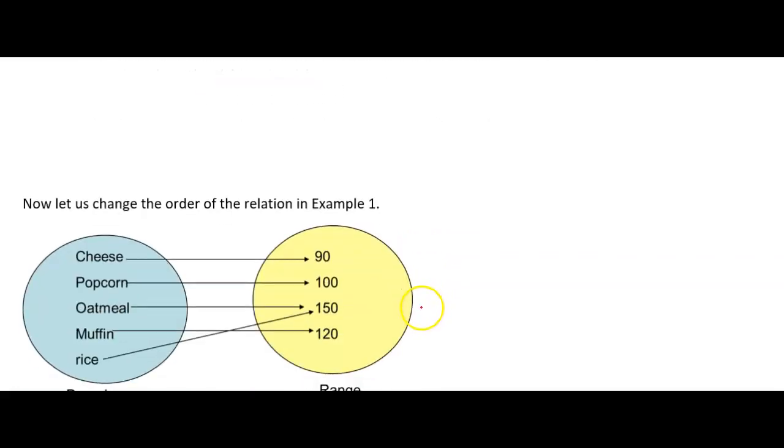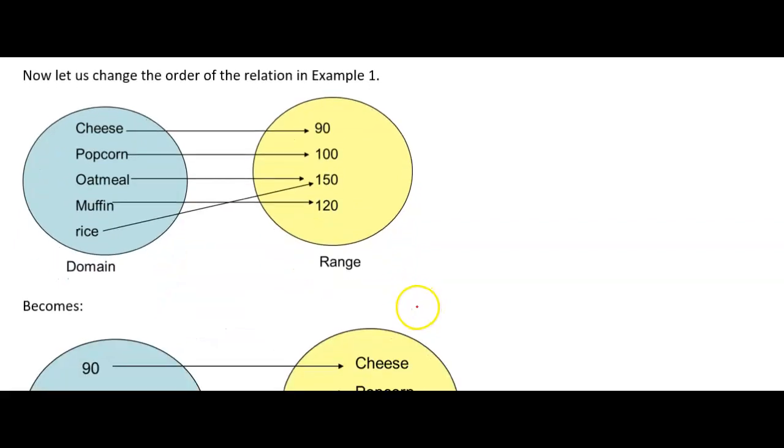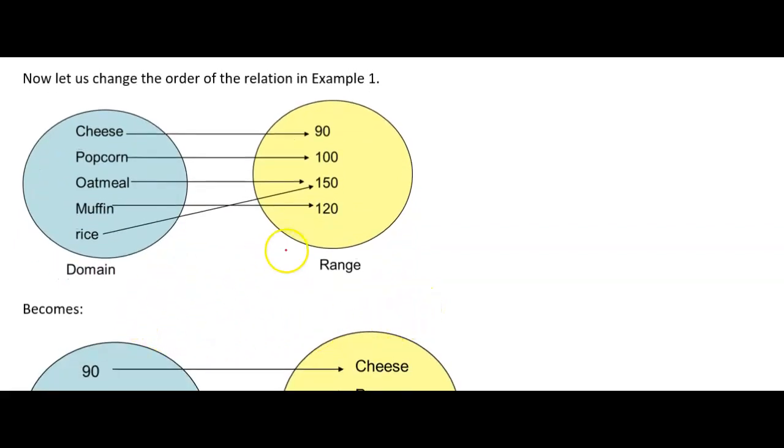Now, what if we change the order? Here's a way to represent the function I gave you for example 1 graphically. The domain is in this greenish blue box. That's the list of all the foods, and those appeared first in example 1. Here's the list of the calories.